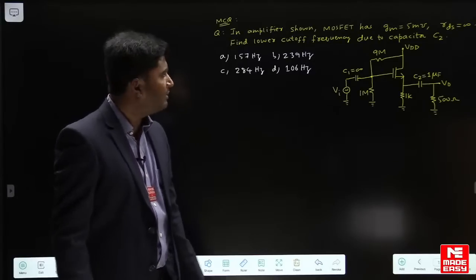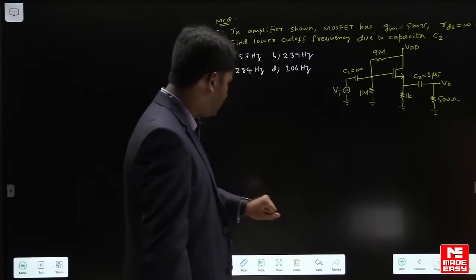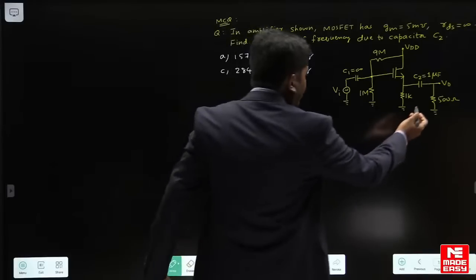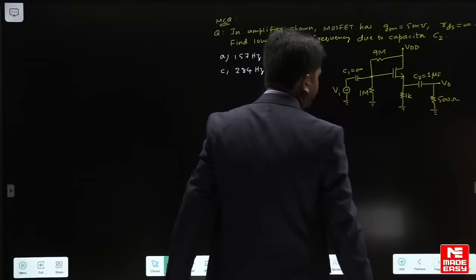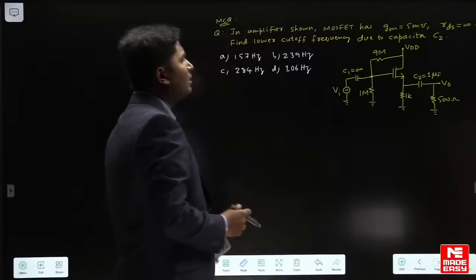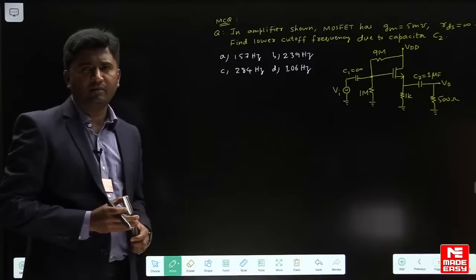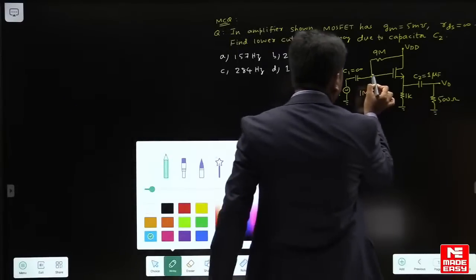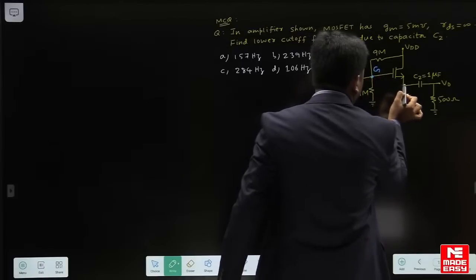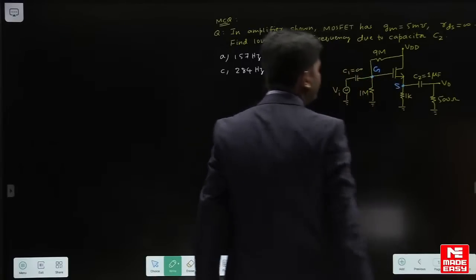Okay, here I have taken up one question on calculation of lower cutoff. We have to find here lower cutoff due to this C2, 1 microfarad. Now this is basically a common drain amplifier. It's a common drain amplifier. Input is given at the gate and output taken from source terminal.